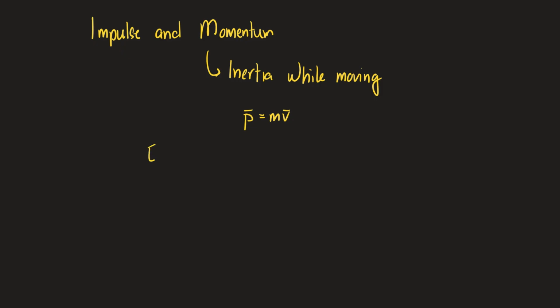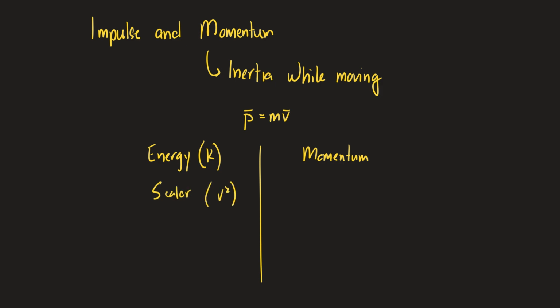So I'm going to put energy here and momentum here, and just discuss, when I say energy, I mean kinetic energy. I just want to discuss a few of the major differences. First, energy is a scalar. That's why the v is squared. It takes away any information about the direction of the object. Momentum is a vector. It is clearly about direction.